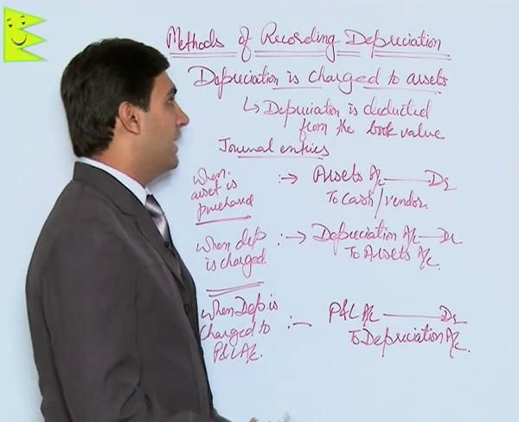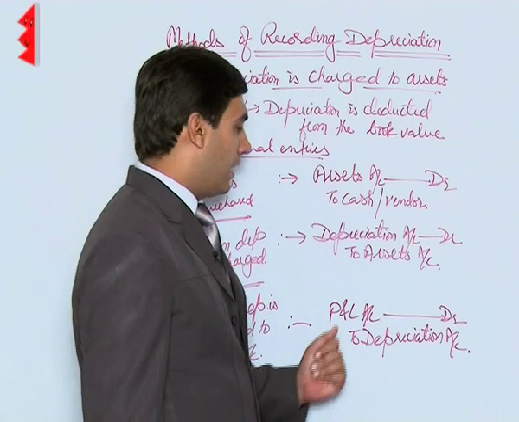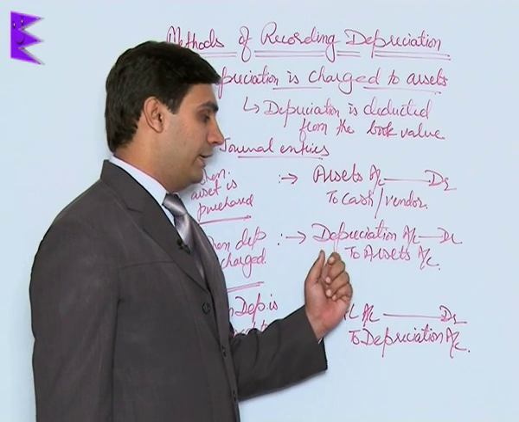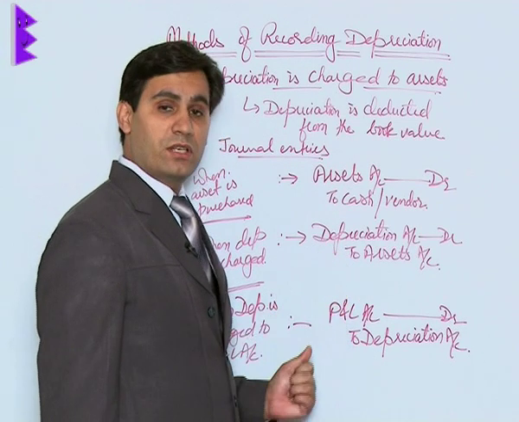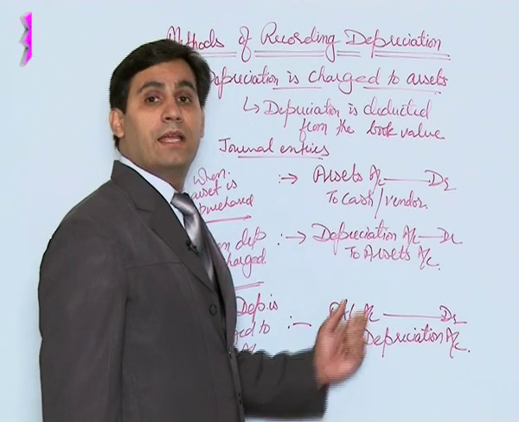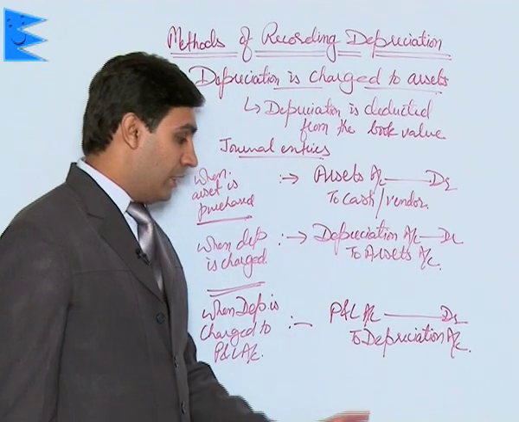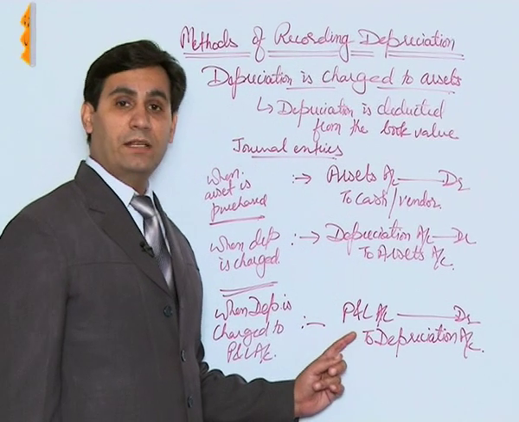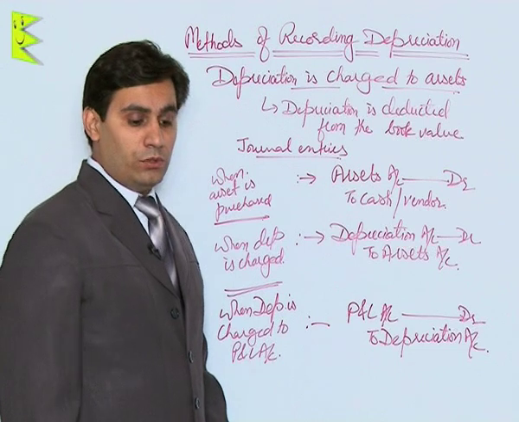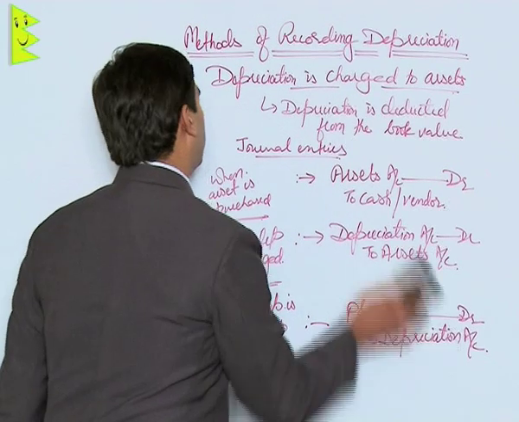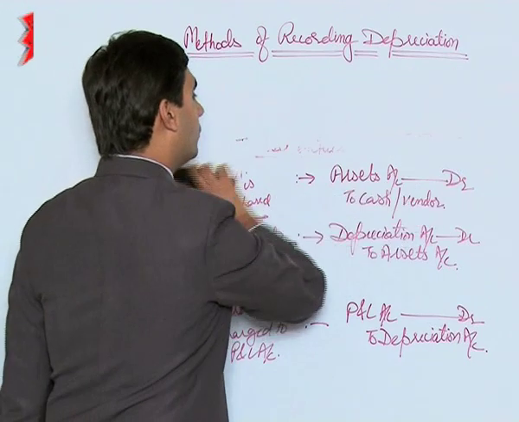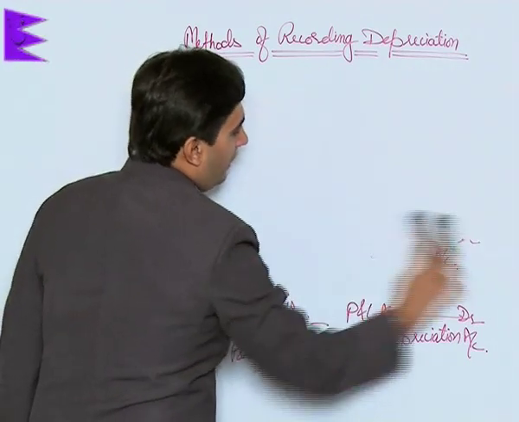So the entries in case depreciation is charged to assets are asset to vendor when the assets are purchased, then when the depreciation is charged, it is depreciation to assets, reduction in the value of assets, and at the end of the year, the depreciation would be charged to profit and loss account. Now students, coming to second method. The second method is when depreciation is transferred to provision for depreciation account.